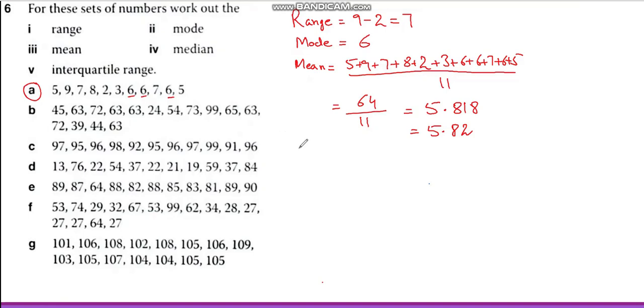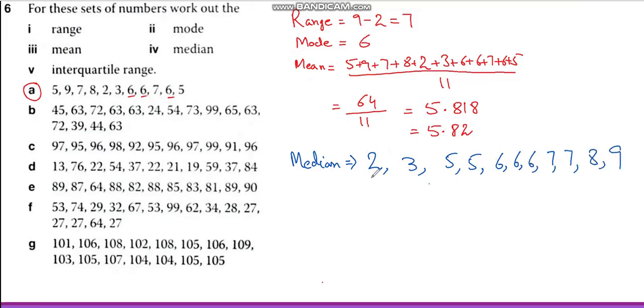Now for the median, we first need to arrange the values. So we will arrange it like 2, 3, then 5, 5 again, then 6, 6, 6, 7, 7, 8, and then 9. We need to count again to make sure that there are a total of 11 values. So yes, these are 11 values. Now we will cut the values from the beginning and from the end: 2 and 9, then 3 and 8, then 5 and 7, then 5 and 7, then 6 and 6. So in the middle, 6 is existent. So the middle number is 6, which means the median is equal to 6.